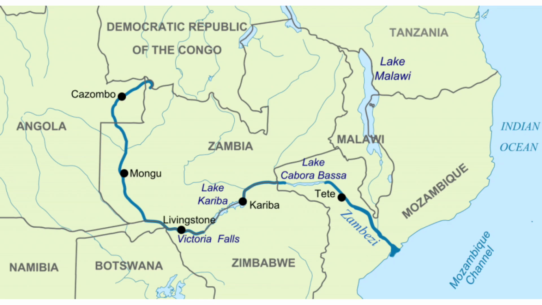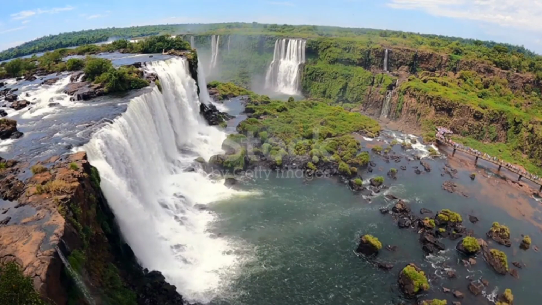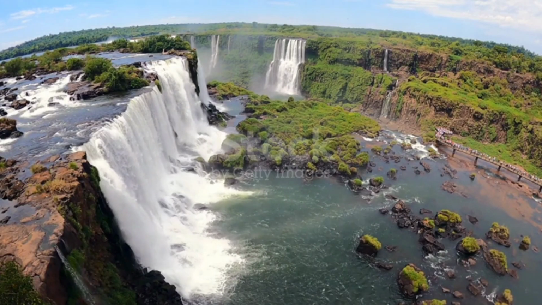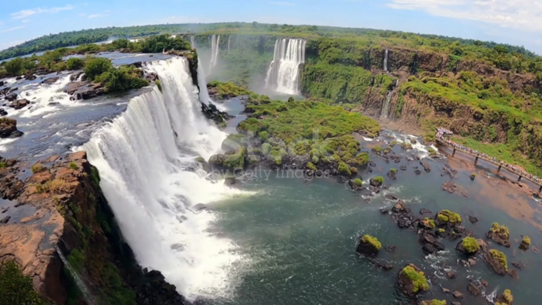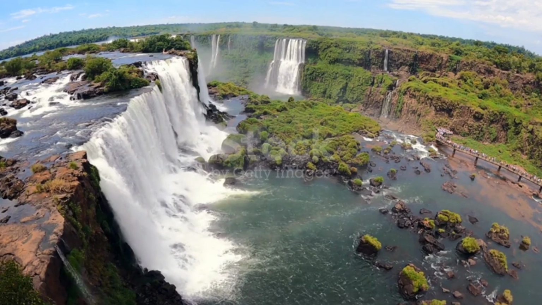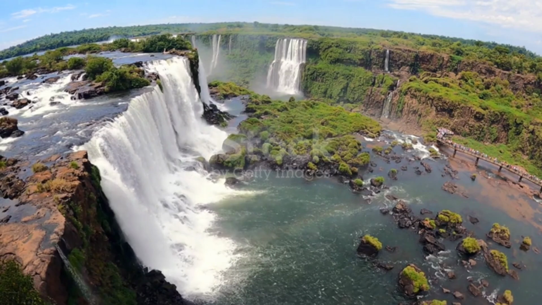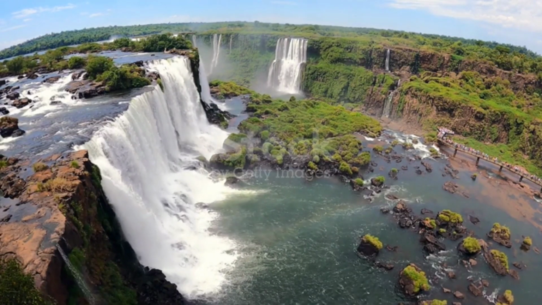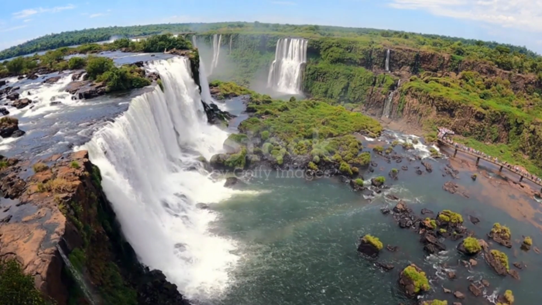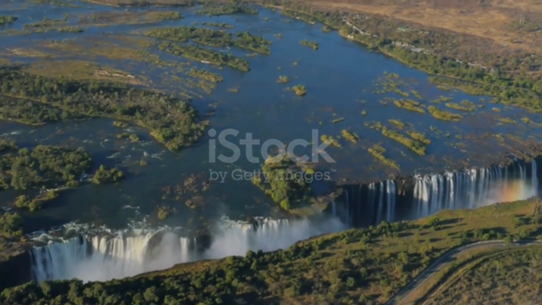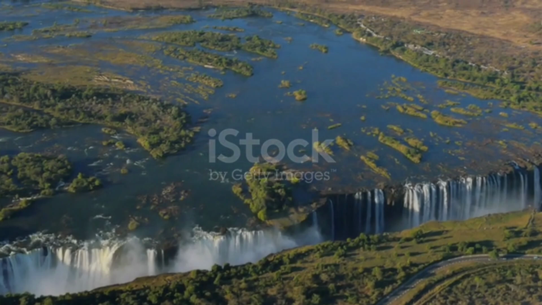There are various interesting facts about Victoria Falls. Victoria Falls on the Zambezi River is located on the border between the countries of Zambia and Zimbabwe in the continent of Africa. The Zambezi River is the largest river in Africa and one of the longest. It flows 687 miles across Zambia, Angola, Namibia, Botswana, Zimbabwe, and Mozambique until it reaches the Indian Ocean.